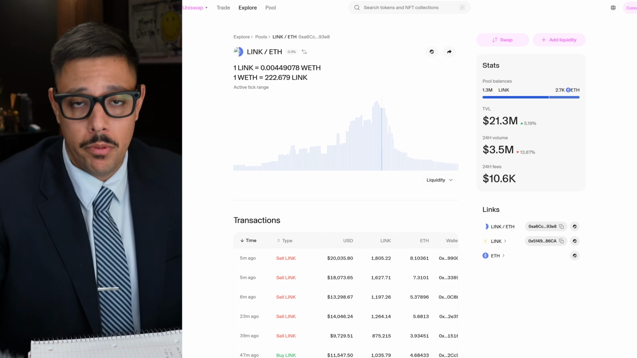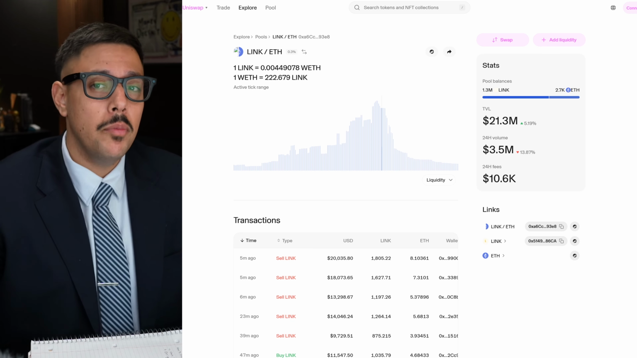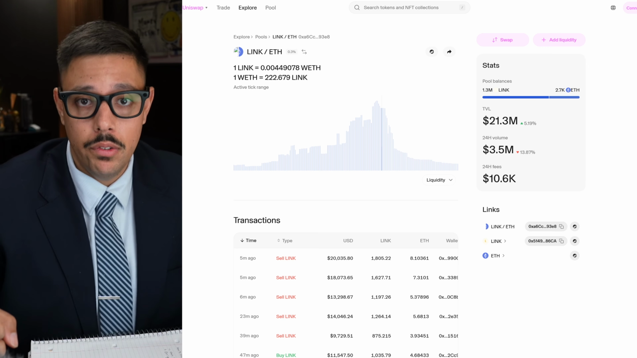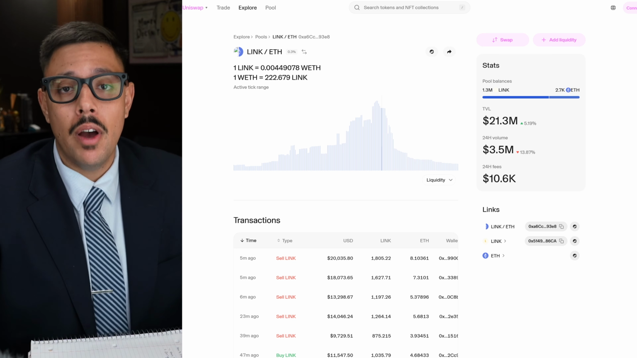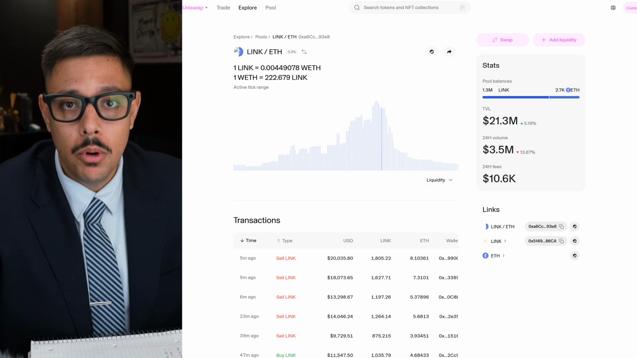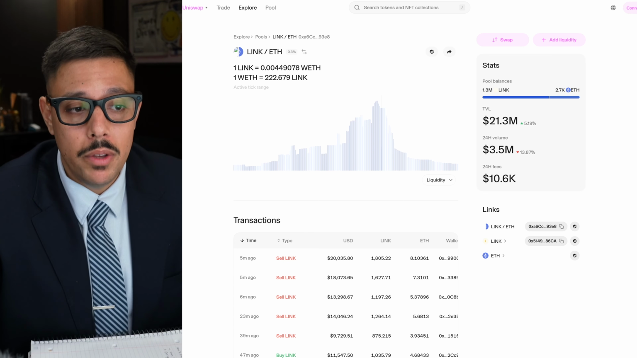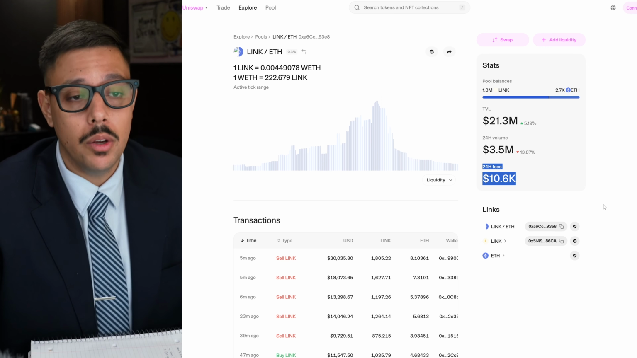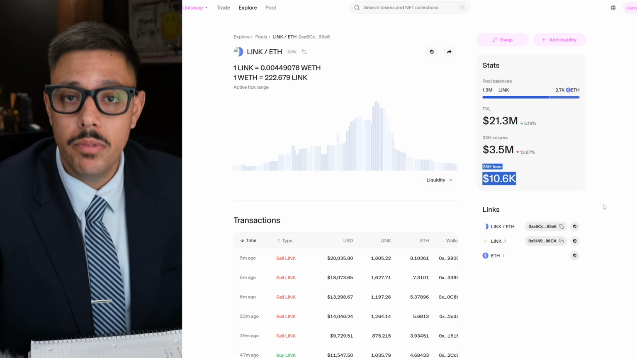So if I'm a liquidity provider and I have 25% of the entire pool, meaning I have the LP tokens that basically verify ownership of 25% of the pool, then what's going to happen is I'm going to get 25% of all of these fees. So this is why liquidity providers provide liquidity, because they want to make money off the fees.